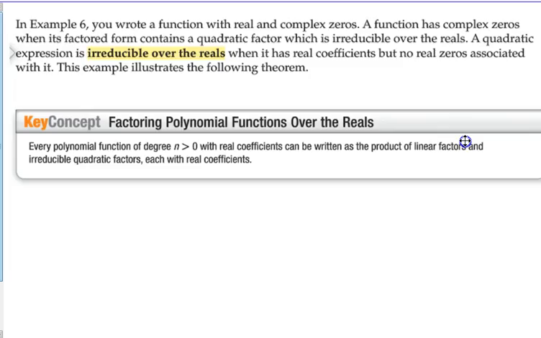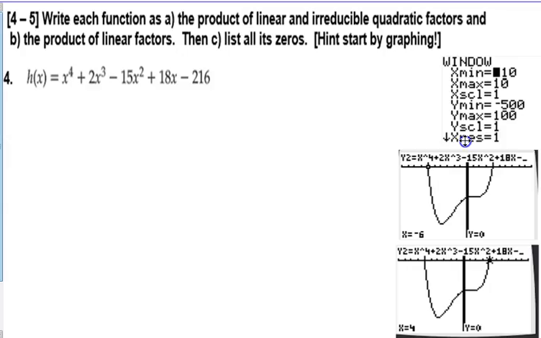All right, we're going to try this problem. It says, write each function as the product of linear and irreducible quadratic factors, which is what we just did, ones with real coefficients. And then as the product of linear factors, and then list all the zeros. All right, you will start all of these problems by graphing to find some real zeros. I graphed this one to save us time. Okay, this is what it looked like. I also tested and found -6 and 4 were the zeros.